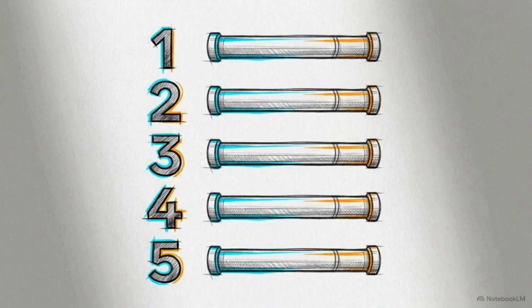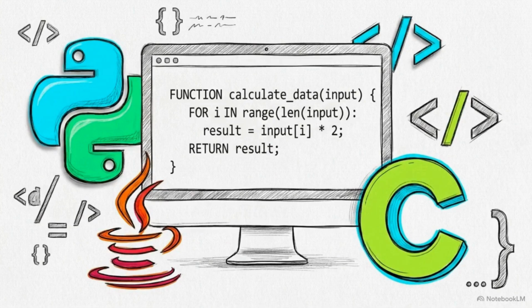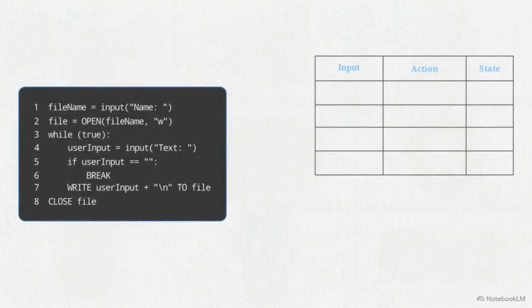Visualizing this 5-step pipeline provides a reliable mental model for handling data streams. The exact commands will change depending on the language, but this sequence never does. Let's prove this logic by running our algorithm through universal pseudocode. On the right, we have a tracking table to monitor how our variables and streams behave during execution.